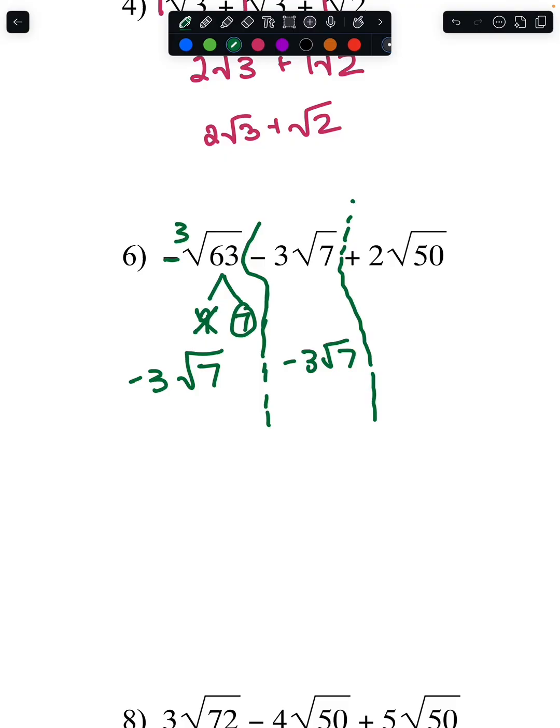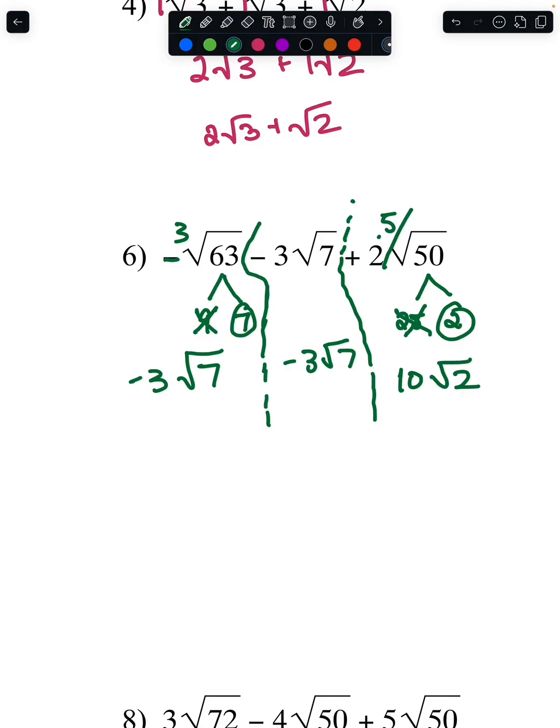Now let's break down this 50. 50 is 25 times 2. 2 is prime. And the square root of 25 is 5. So this term, 2 square root of 50, turns into 10 square root of 2.